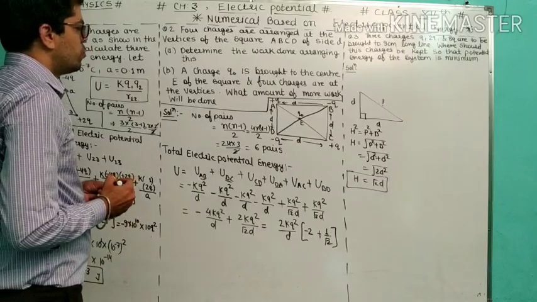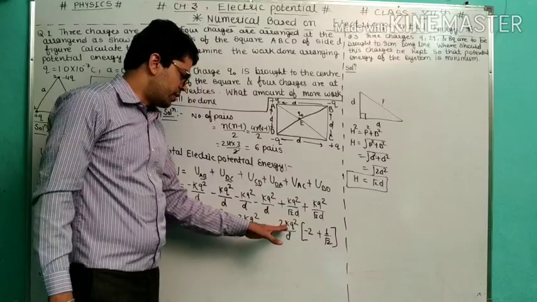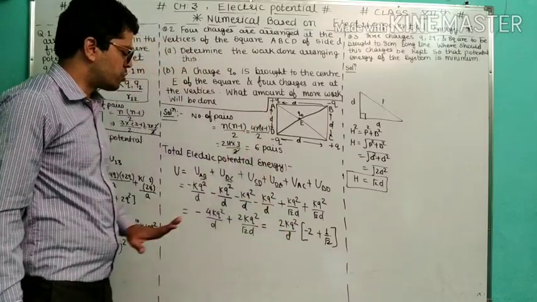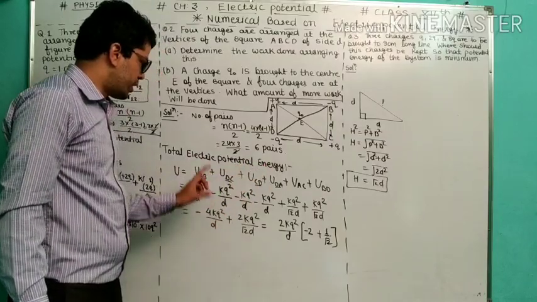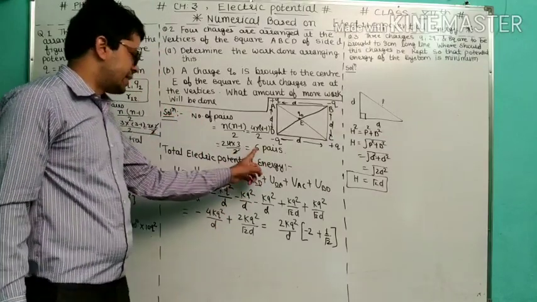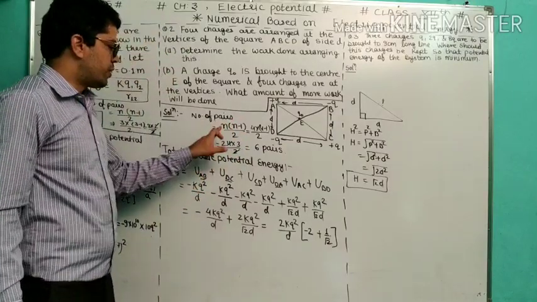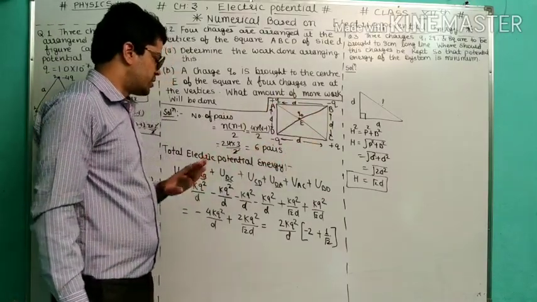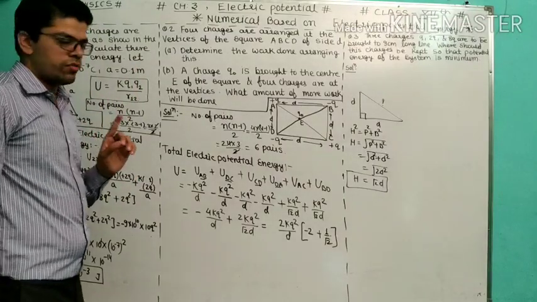Because no value is given for Q, and we know the value of K, and D is given, the answer is in terms of D. So the total electrical potential energy we got is due to how many pairs? 6 pairs. How can you find 6 pairs? N into N minus 1 divided by 2. So the value of N is how many charges? 4 charges. Now we are going to talk about the second question of this part.